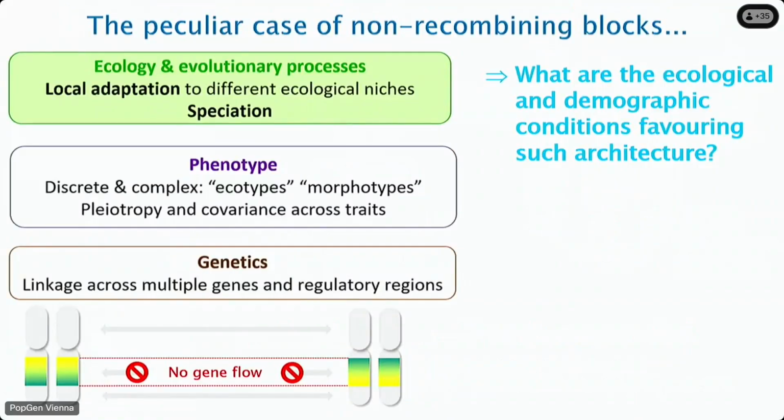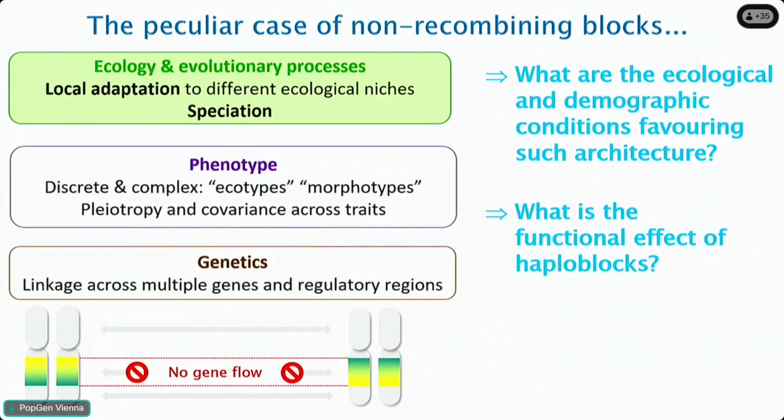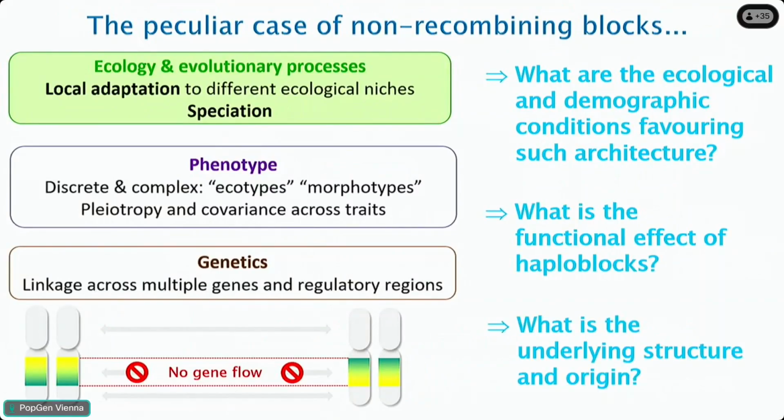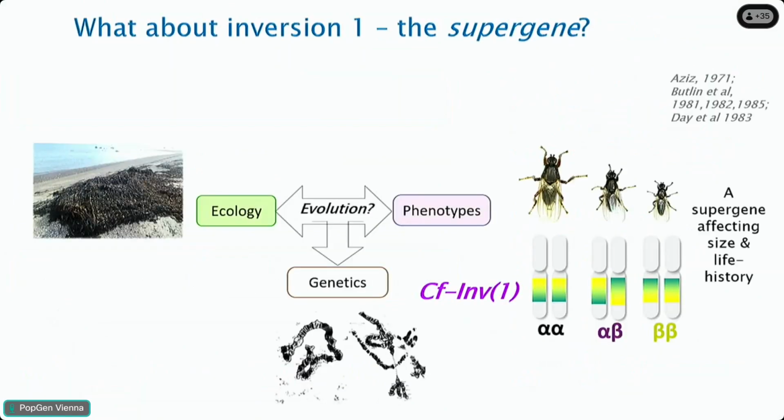Some of the questions, I already showed you that earlier. There are quite a lot of examples linking local adaptation, phenotype, and these big blocks of low recombination. But there are still lots of open questions about what are the ecological and demographic conditions favoring this architecture, what are the functional effects of those blocks, and what's the underlying structure of origin. I don't have yet the answer to all of that in the flies, but that's some of the goals we want to achieve. So let's start with this supergene, the chromosome 1 inversion.